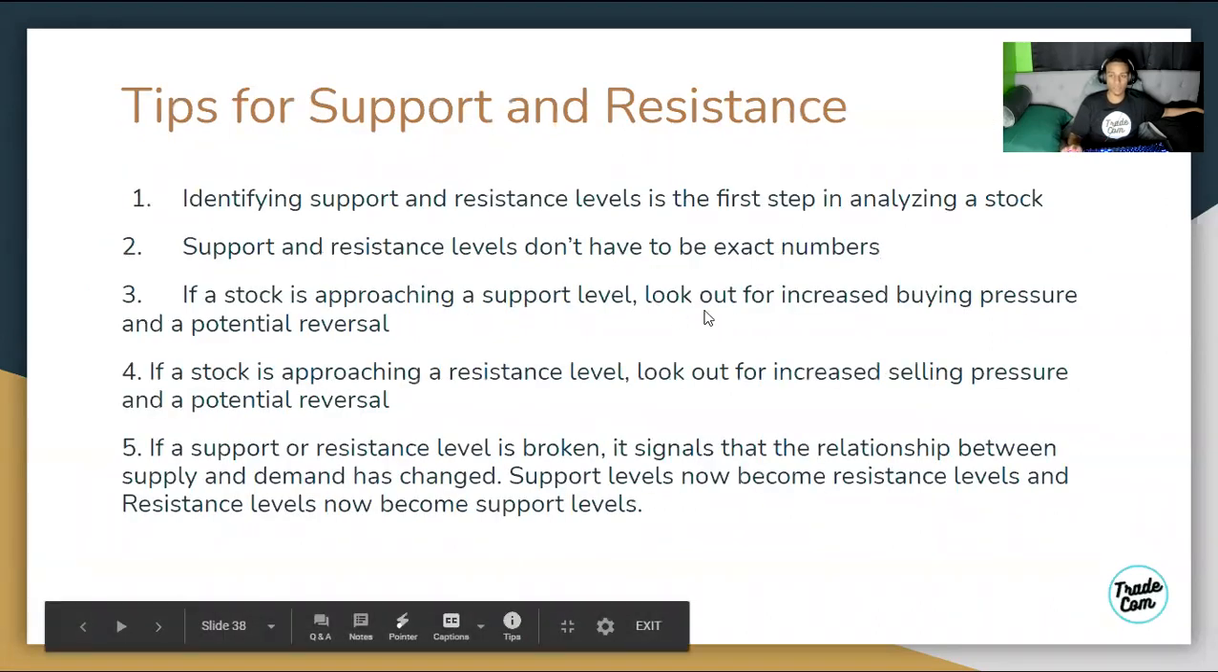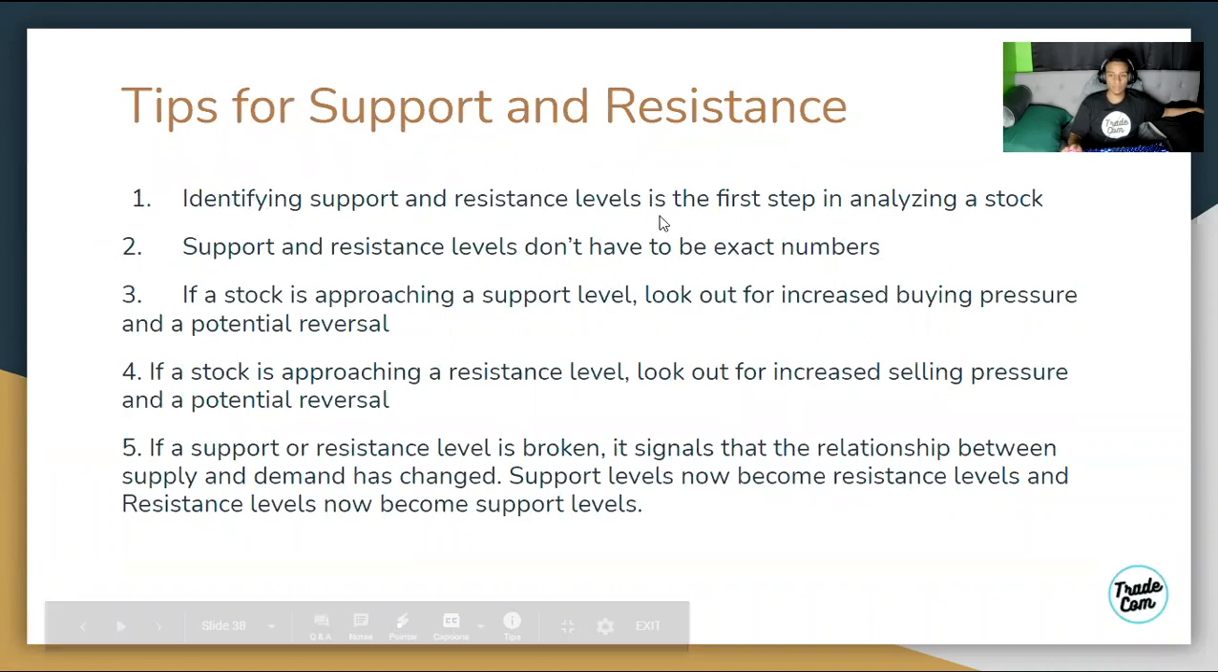All right. So here's some tips for support and resistance. Number one, identifying support and resistance levels is the first step in analyzing a stock. Two, support and resistance levels don't have to be exact numbers. Sometimes your support might look like $100.77, and that's completely fine. What you're really doing when you're setting these levels is indicating an area where the stock is starting to either reject or bounce from.